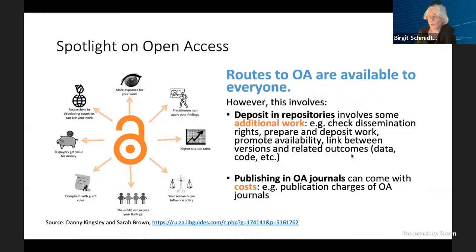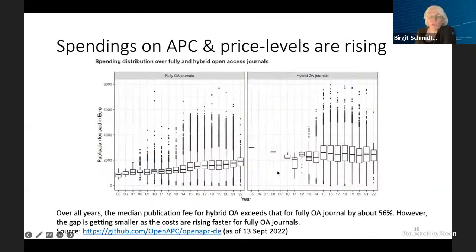And these are also not stable. They are rising over time. So this data was collected from institutions which have publication funds on an institutional or national level, and they share this data in a common pool. And you can see on the left-hand side a display of what's the mean fair publication fee for fully open access journals. It's pretty close to 2,000 euros on average.